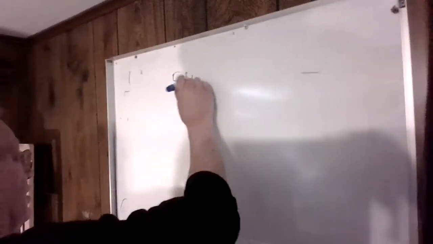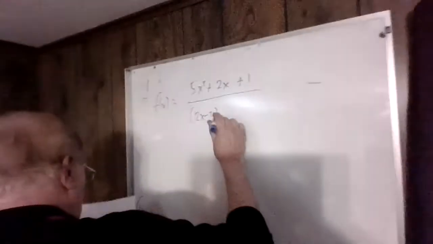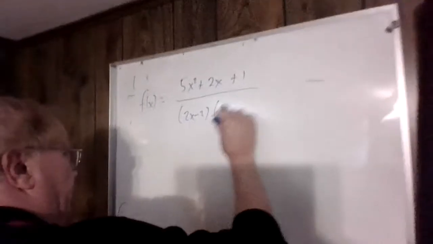All right, so let's take this problem here. Have 5x squared plus, that'll be f of x, plus 2x plus 1 divided by 2x minus 2 times x plus 4.